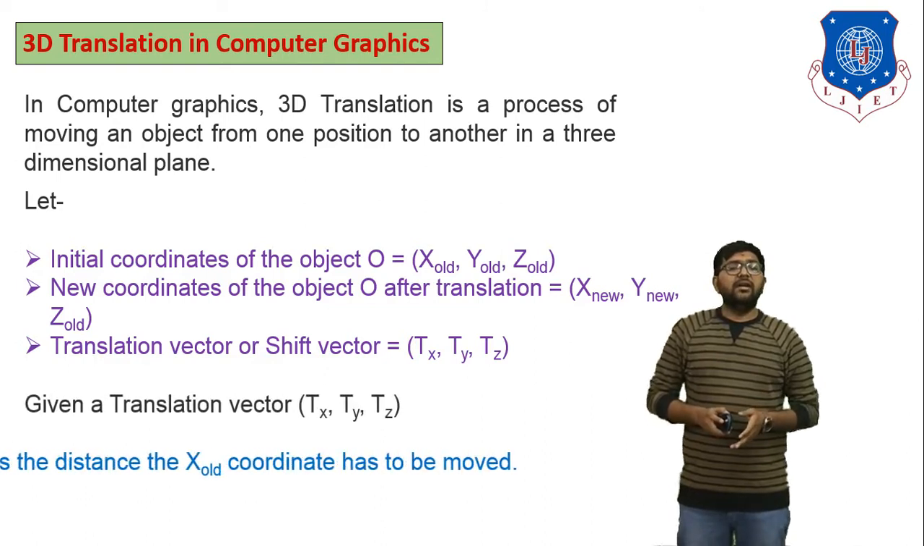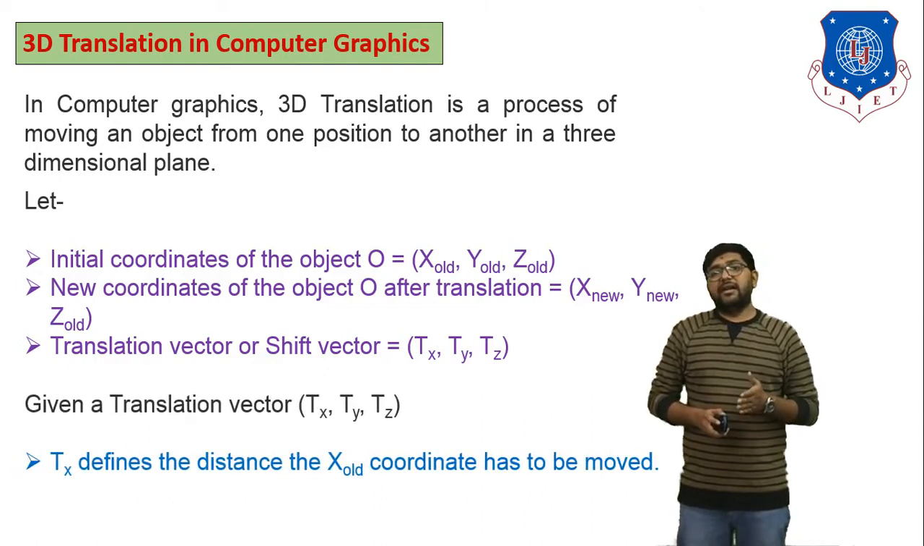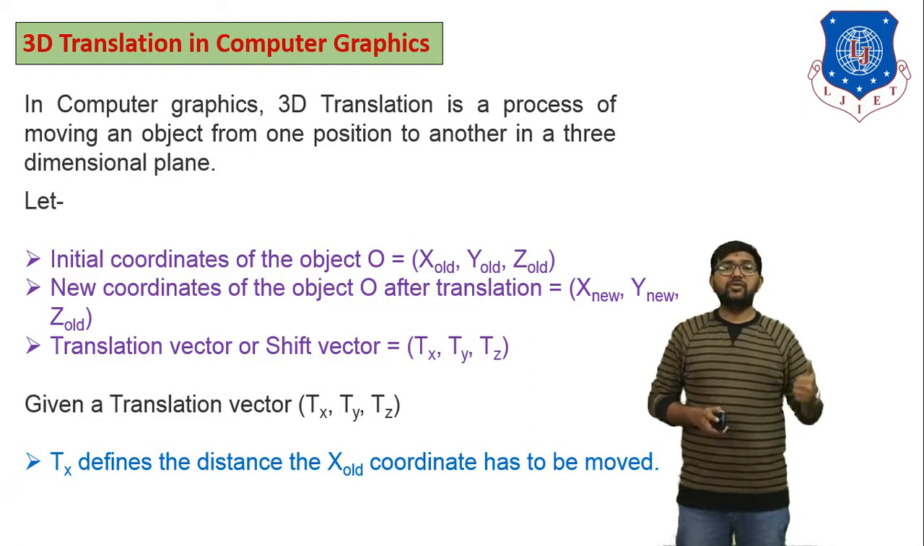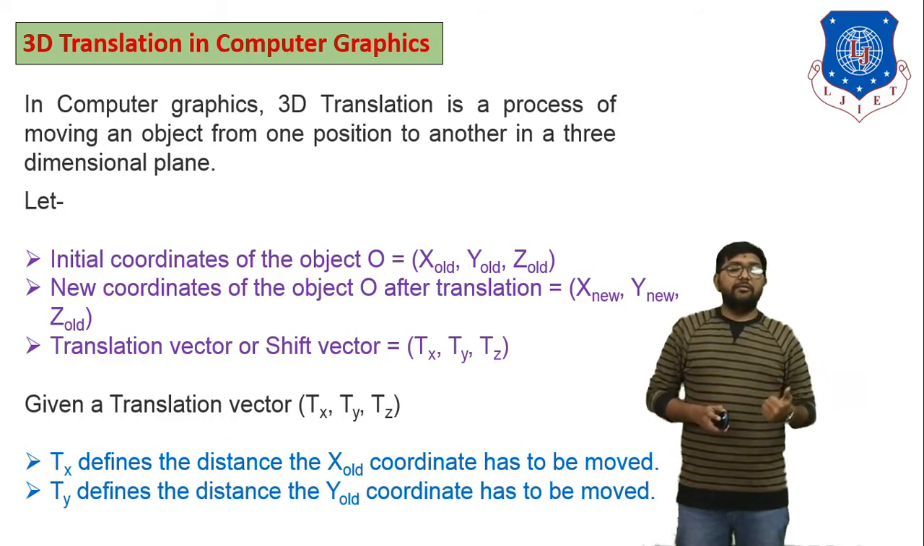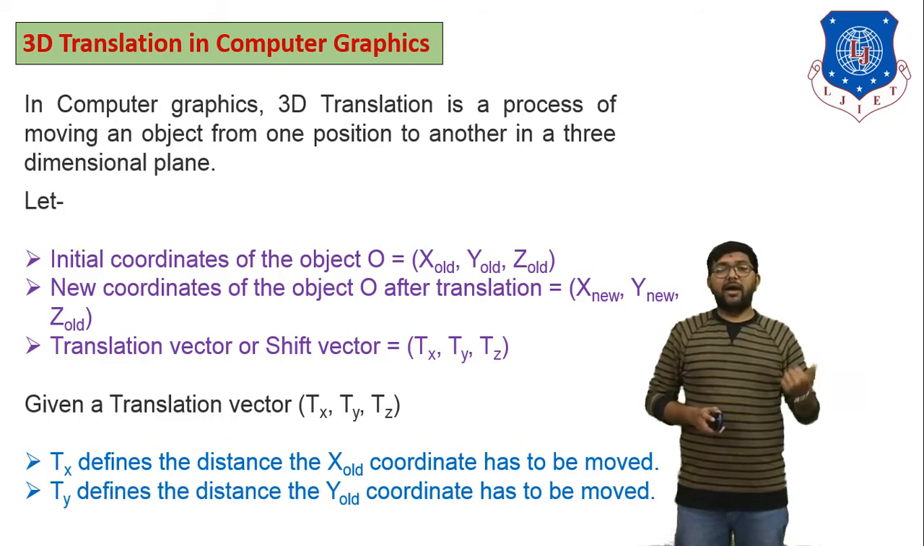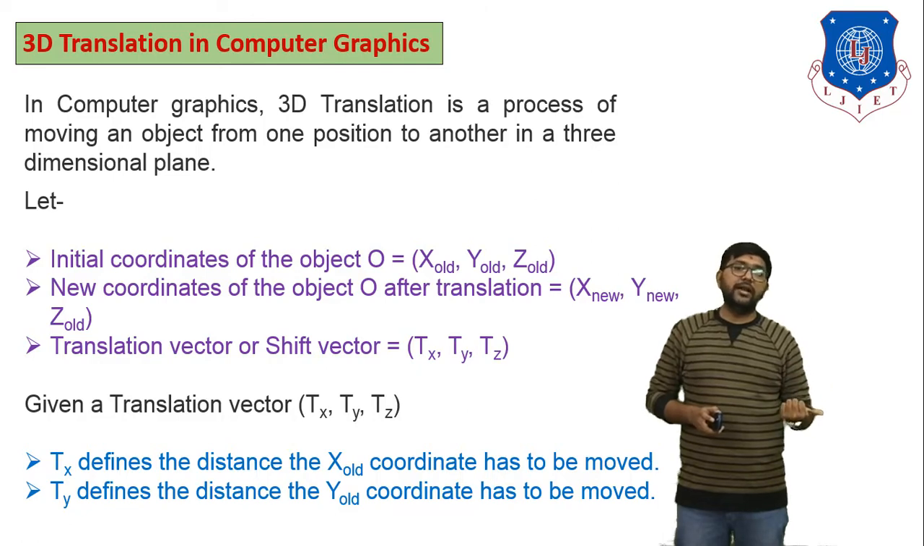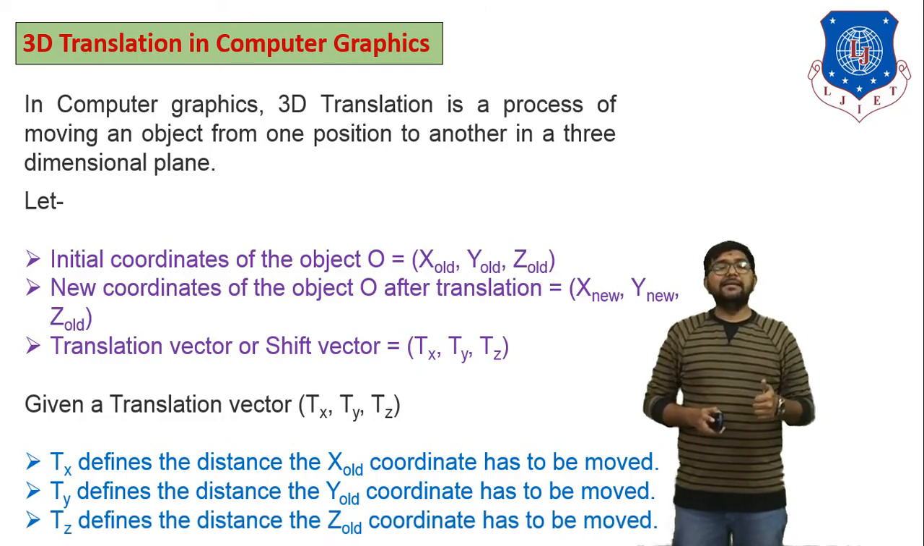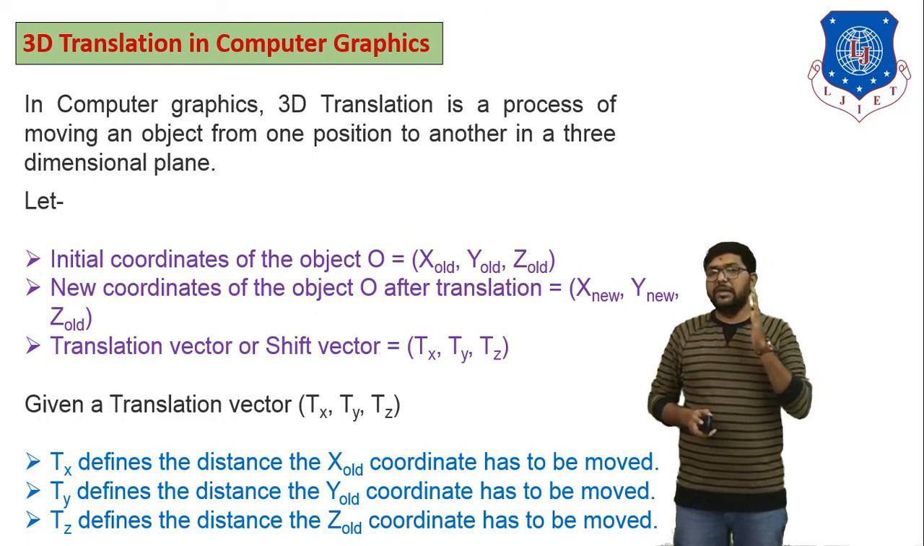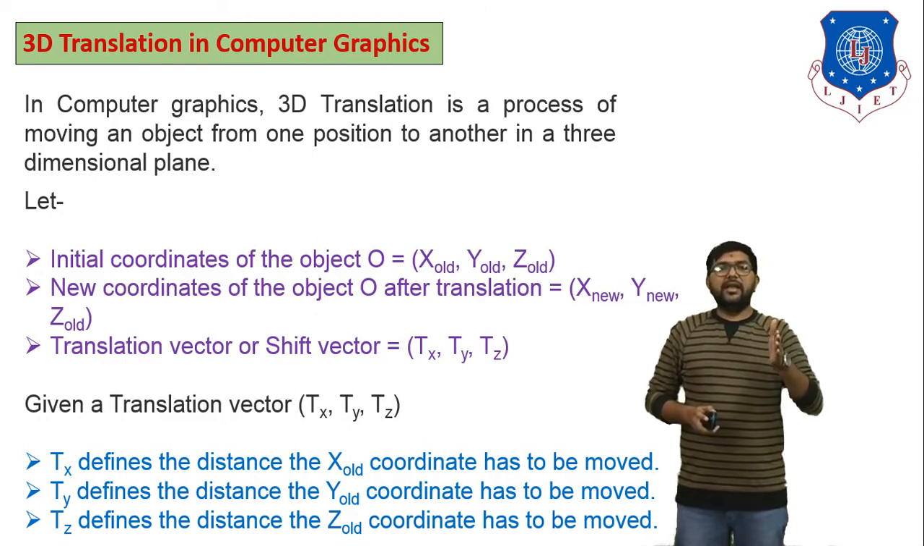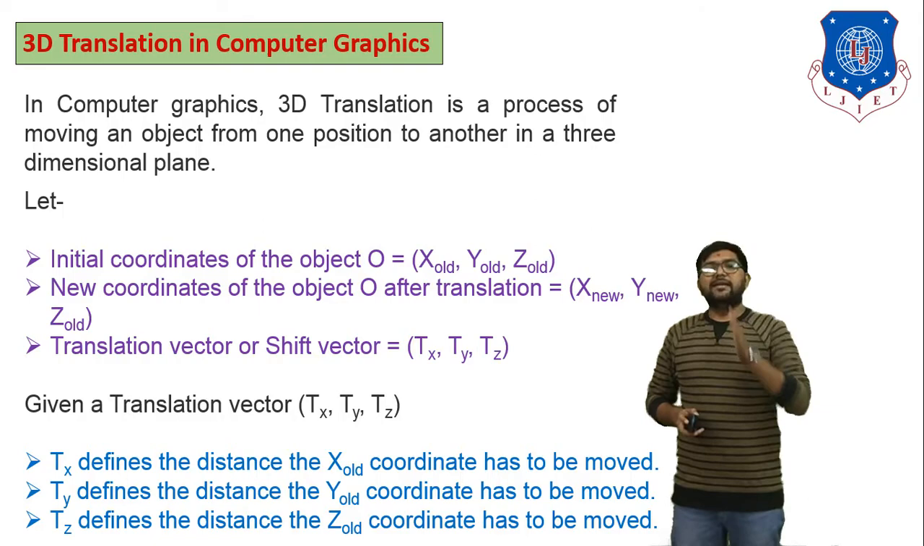Okay, so given a translation vector tx, ty, tz, where tx defines the distance the x old coordinate has to be moved. What is ty? Ty defines the distance the y old coordinate has to be moved, and tz defines the distance the z coordinate has to be moved. Okay, so tx, ty, and tz mean the translation in the x axis, y axis, and z axis.